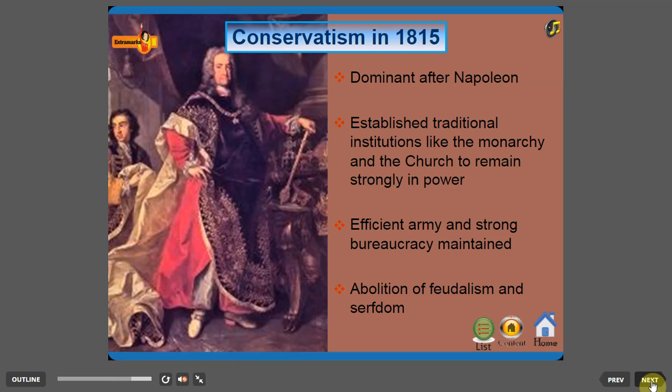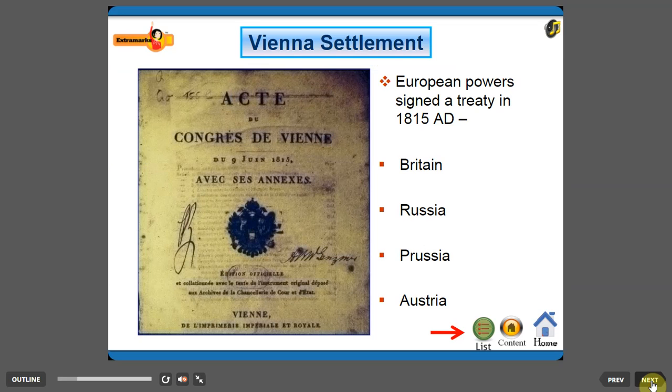Conservatism in 1815. After the downfall of Napoleon, when the Bourbon dynasty was restored in France, they dominated with conservative ideas or autocratic rule. They established traditional institutions like the monarchy and the church to remain strongly in power. And they also maintained an efficient army and strong bureaucracy to control each and every section of the society. They abolished feudalism and serfdom.